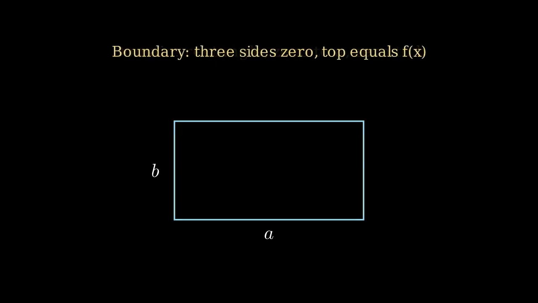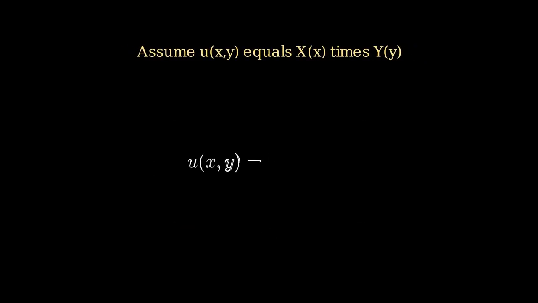The boundary conditions are that three sides are held at 0, and the top side, where y equals b, is set equal to a given function of x, which we call f(x). As before, we look for solutions of the form u(x,y) = X(x) times Y(y).